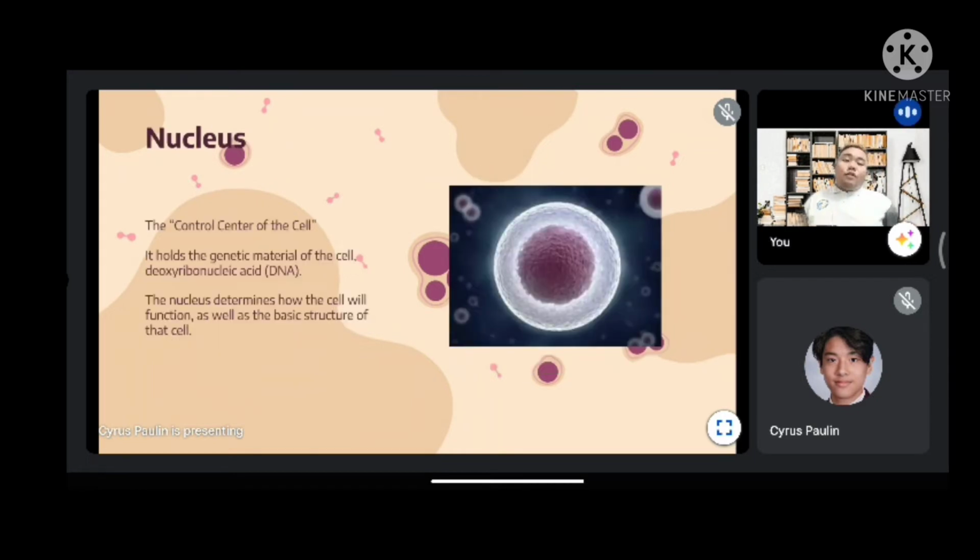Next, we have here the nucleus, which is also generally known as the control center of the cell. Compared to a business firm, a nucleus can be compared to the CEO or the boss. It holds the genetic material of the cell, which is the deoxyribonucleic acid or the DNA. The nucleus determines how the cell will function as well as the basic structure of that certain cell, as it is the boss or the control center of the cell.